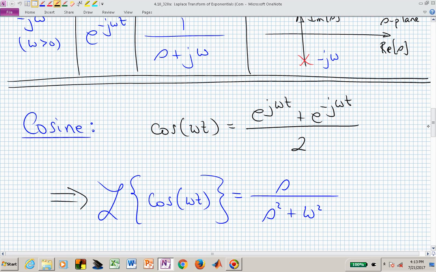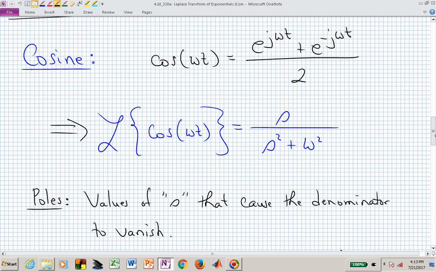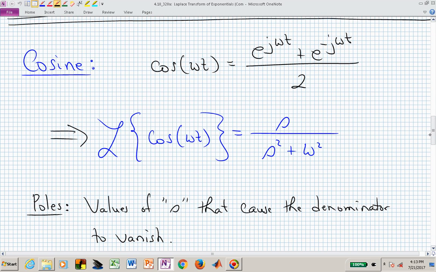Now we have an s in the numerator. We have s squared in the denominator, so we should have a second order, or two values of s that cause the denominator to vanish. We actually have one value of s that causes the numerator to vanish, and we call those different things. The values of s that cause this transform expression to go unbounded are the values of s that cause the denominator to vanish.